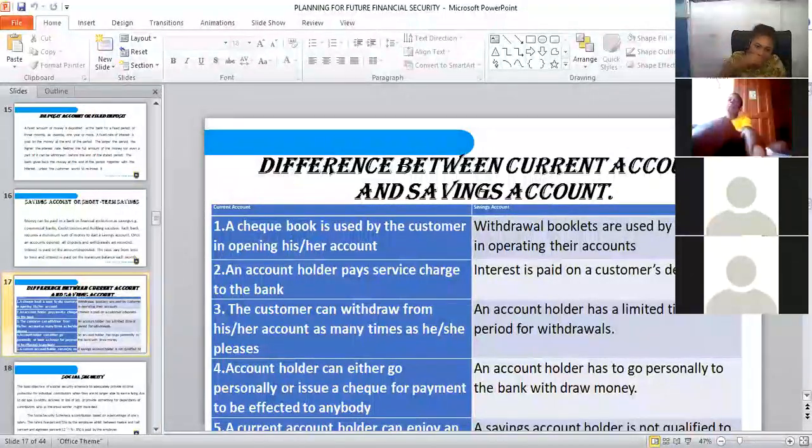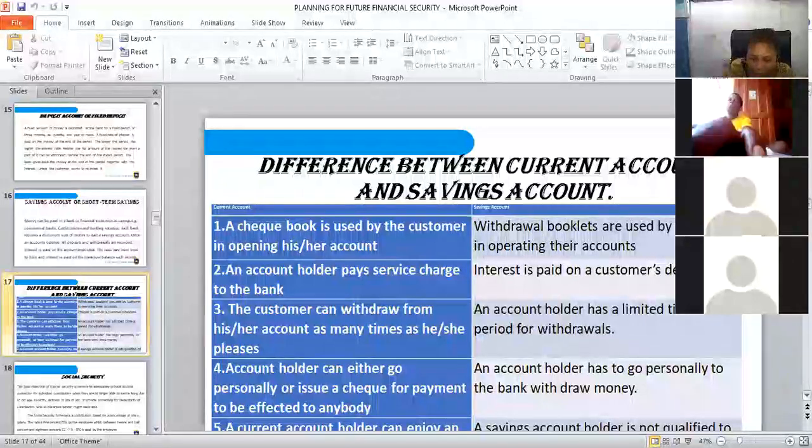And then another difference is this. With the current account, the holder can either go personally or issue a check for payment to be effected to another person. So with the current account, if you don't feel like going to the bank, Ruth can just sign the check, give it to Michael to go and cash for some services. But with the savings account, you cannot do that. You have to go in person and cash it yourself.